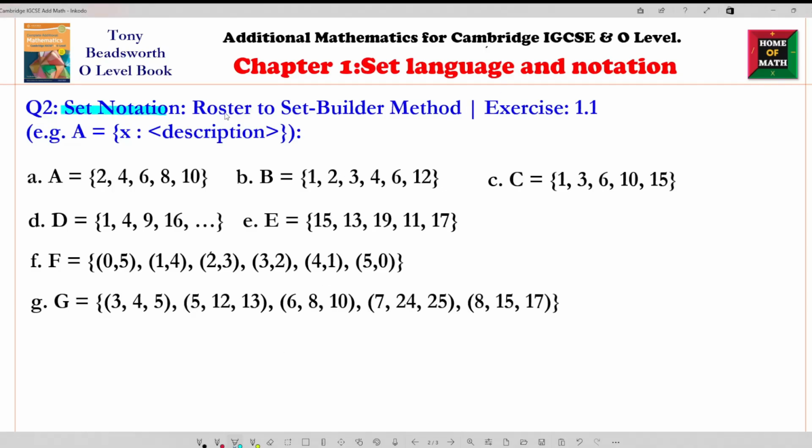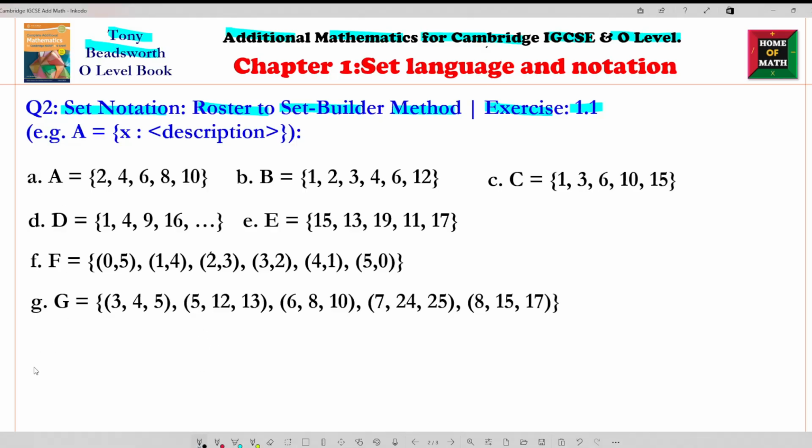Set notation, roster to set builder method. Exercise 1.1. We are following Tony Beresford's Additional Mathematics for Cambridge IGCSE and O Level. Let's start. Our first question.